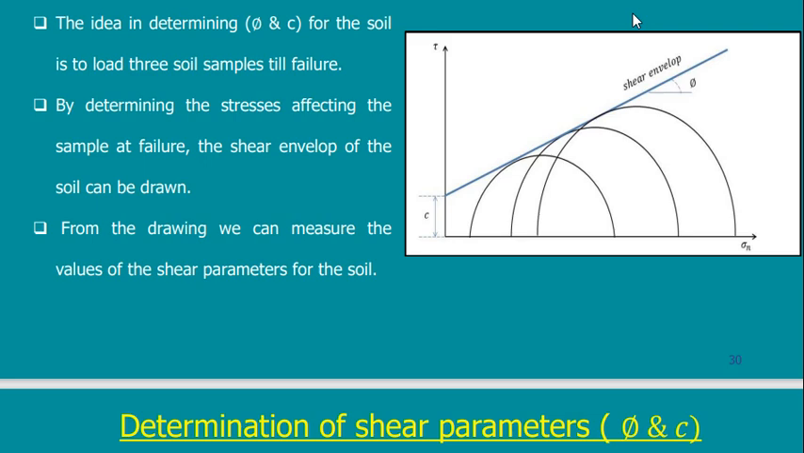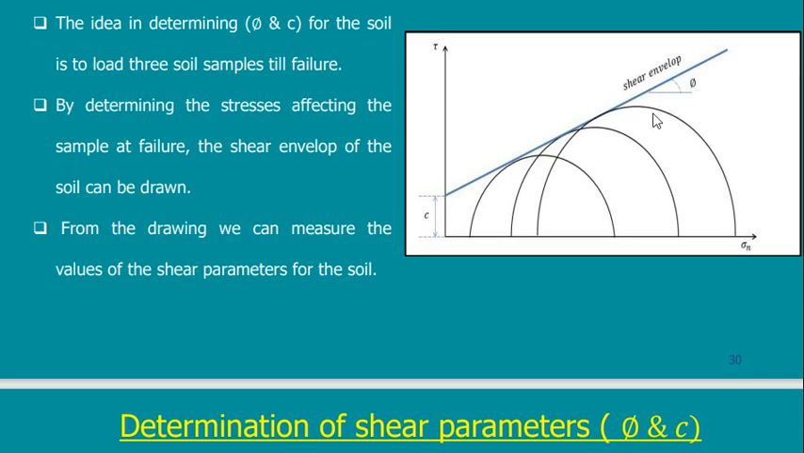If I tell you I have a sample with sigma 1 equal to so and so and sigma 3 equal to so and so, you are going to draw this circle. If it is below the line, you will tell me it is safe. If it is tangent to the line, you will tell me that it is the start of failure. But this is a very tricky question. If I give you sigma 1 and sigma 3, and I find that the circle is not tangent, it is crossing the line, what does this mean?